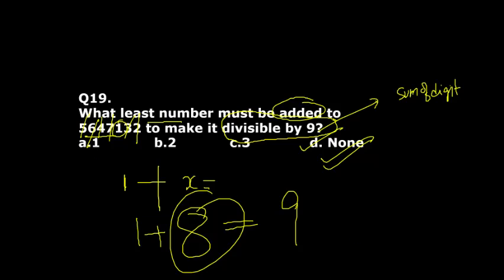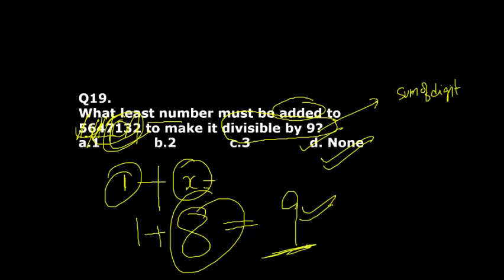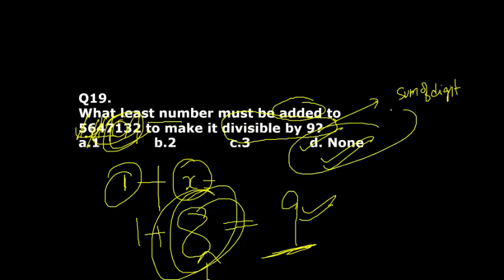So I just cancel out 9. 5 and 4, 9. 6 and 3, 9. 7 and 2, 9. So we are left with 1 only. What should we add to this so that we get a number which is divisible by 9? I think we have to add 8. That is the least thing which we have to add. So the answer is none of these.